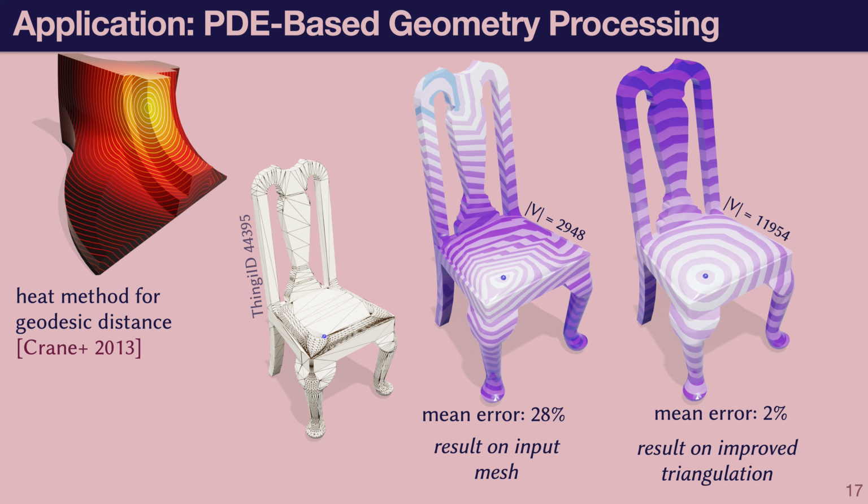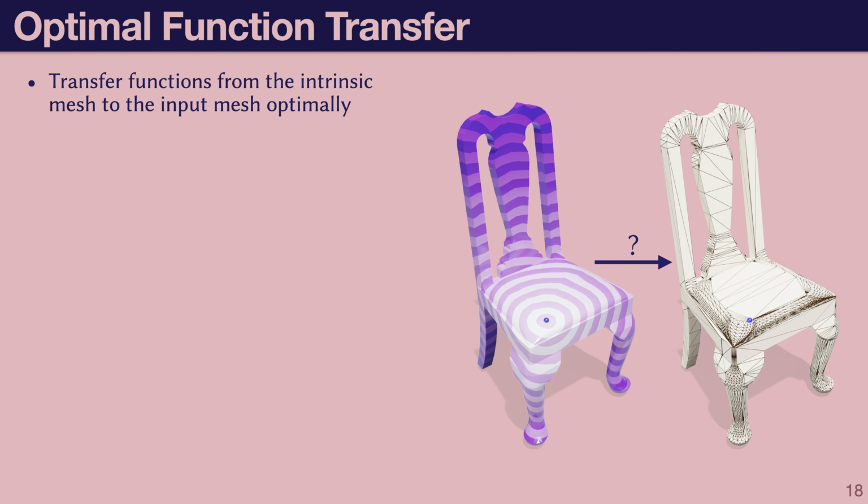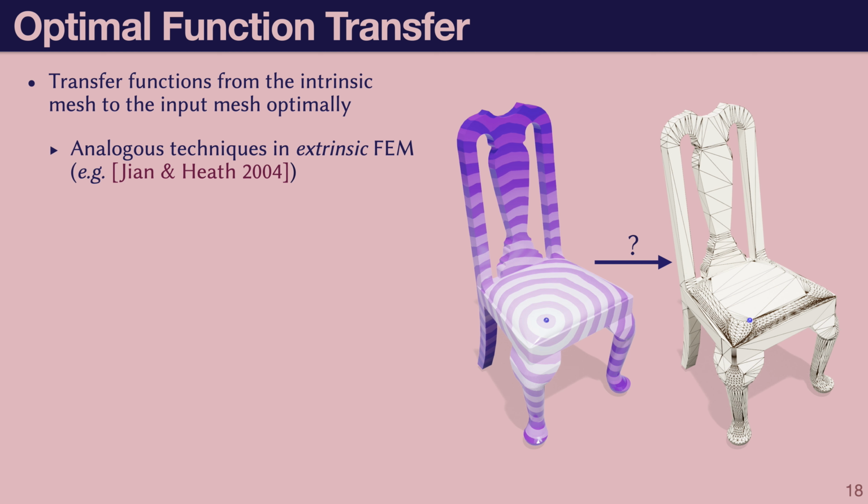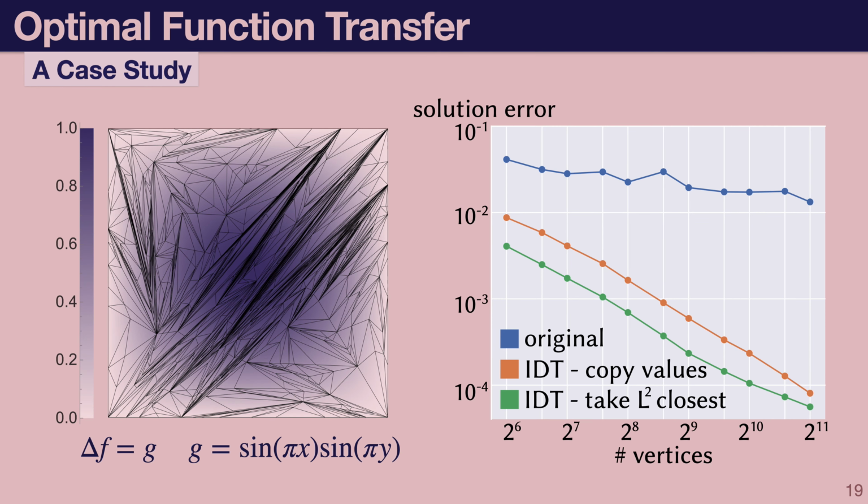For algorithms like the heat method, which are sensitive to triangle quality, these triangulation improvements can dramatically improve your solution quality. We also introduce a procedure to transfer such solutions from the intrinsic mesh to the input mesh optimally. This sort of procedure has been widely explored in the extrinsic FEM literature, but had never been done before in the intrinsic setting. And this can greatly reduce error. For this Poisson problem, finding the closest function on the input mesh yields a much more accurate solution than the naive method of copying values of vertices.